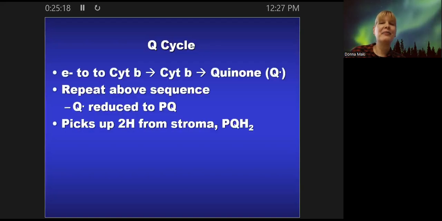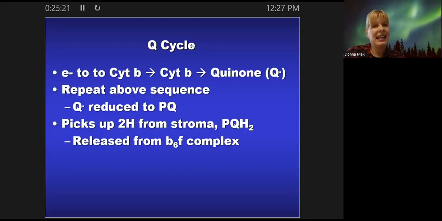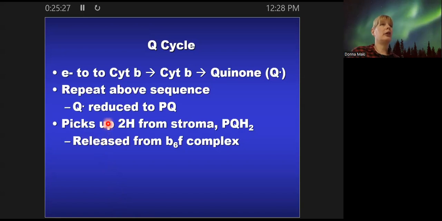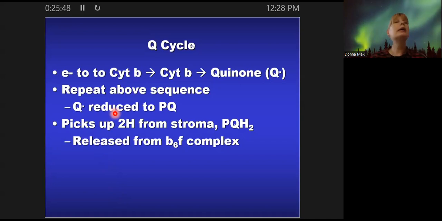All right, so that PQ that's in the Q cycle is going to get a second electron, but it also needs 2 protons. In order for PQ to be fully chemically happy and ready to go, it needs 2 electrons, 2 protons. So that PQ in the cytochrome B6F, again, is going to grab protons from the stroma. So again, we see protons disappearing from the stroma, 3 protons disappearing.